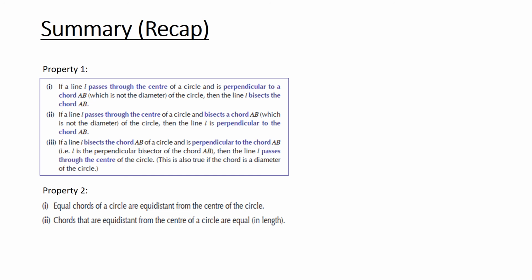In property 2, we have learned that equal chords are always equidistant from the center. If two chords are of equal length, then they will be at the same distance from the center. And in the converse part, if they are at the same distance from the center, that is, they are equidistant from the center, then the chords will be of equal length.